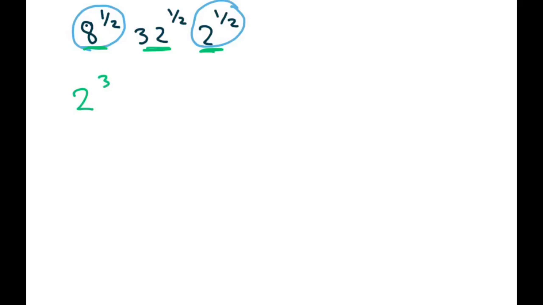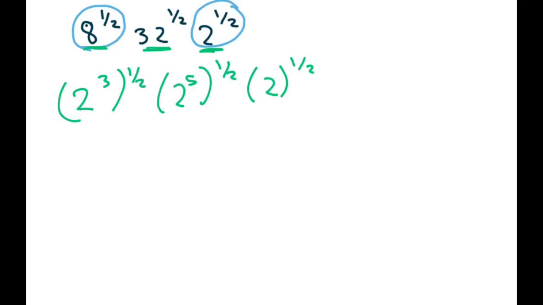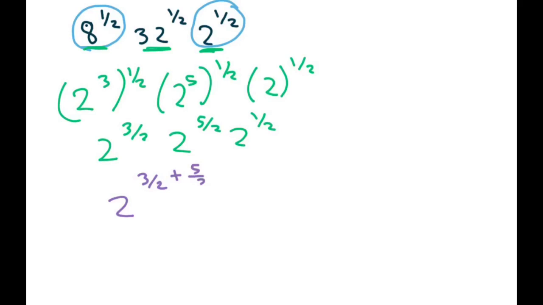So that's 2 cubed to the 1/2. This one is 2 to the 5th, to the 1/2. And this is just 2 to the 1/2 power. Now, when I do this, I can combine all these as 2 to the 3/2, 2 to the 5/2, 2 to the 1/2. Then using my product property of exponents, I can add all these up. And that's going to give me 2 to the 9/2.